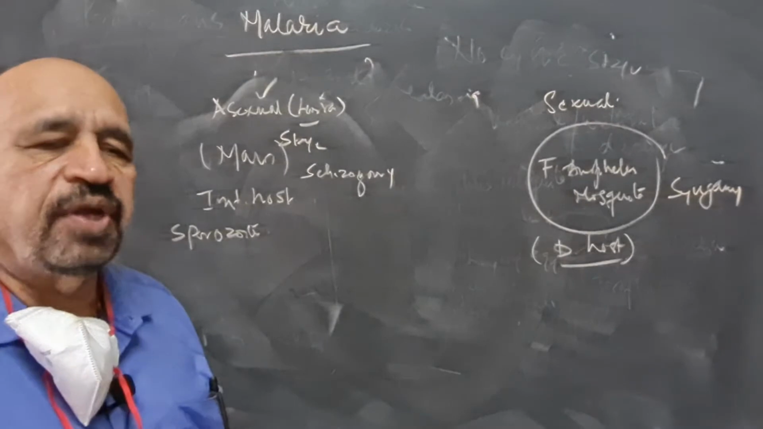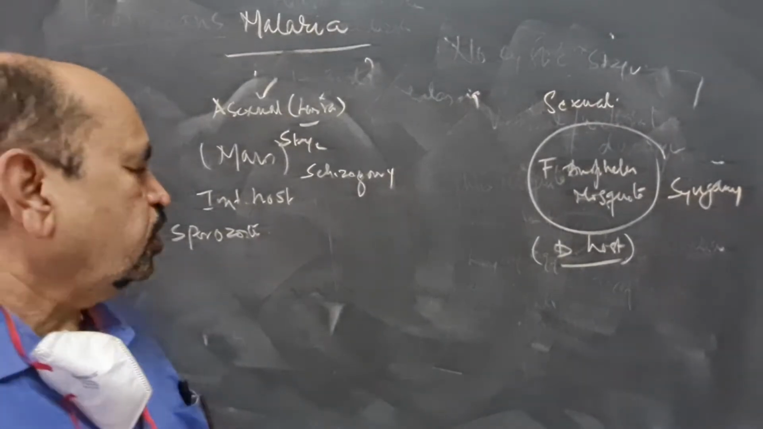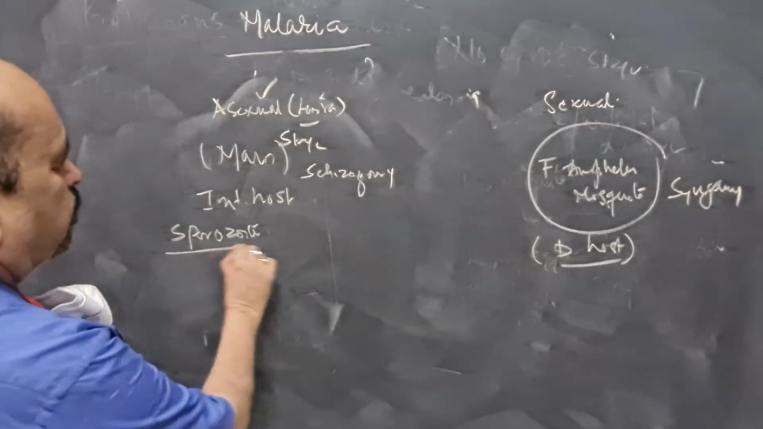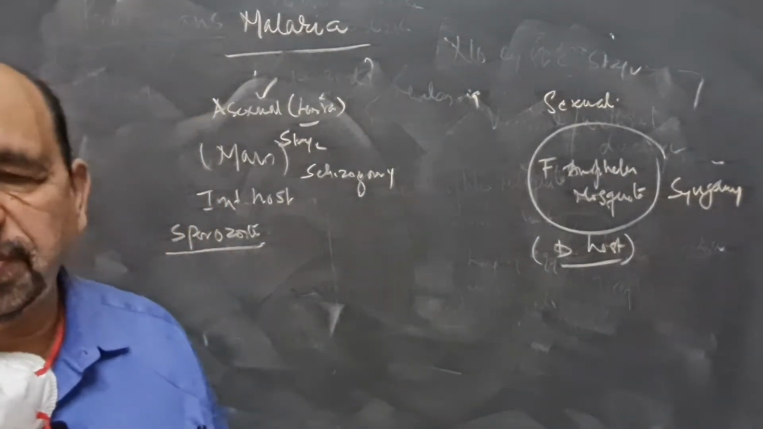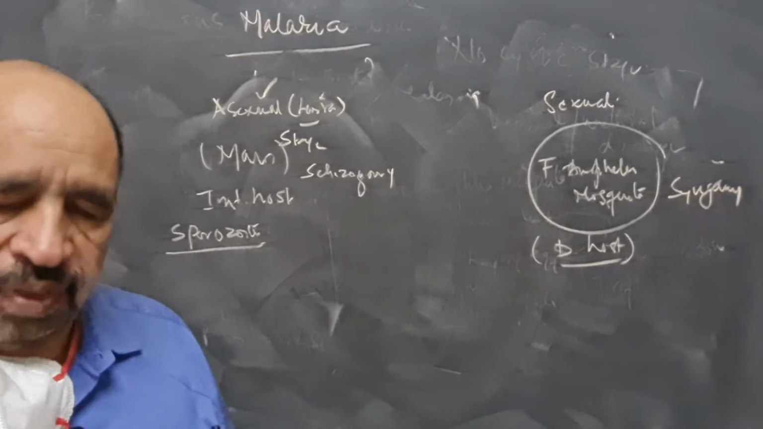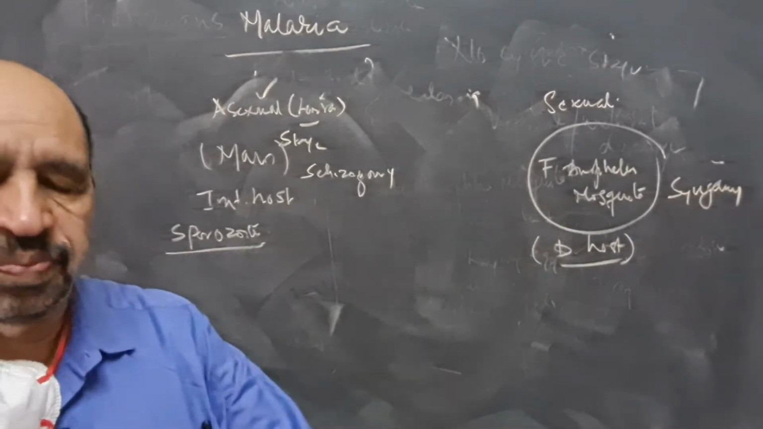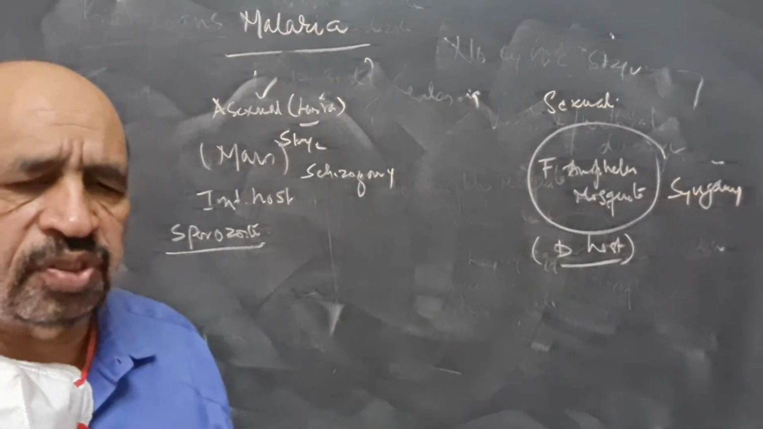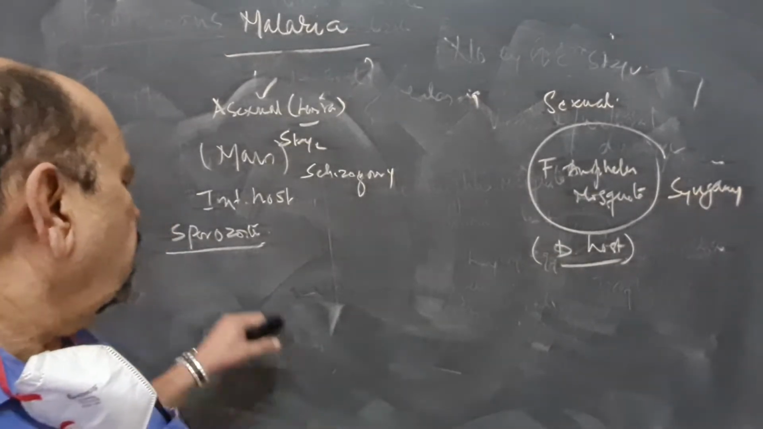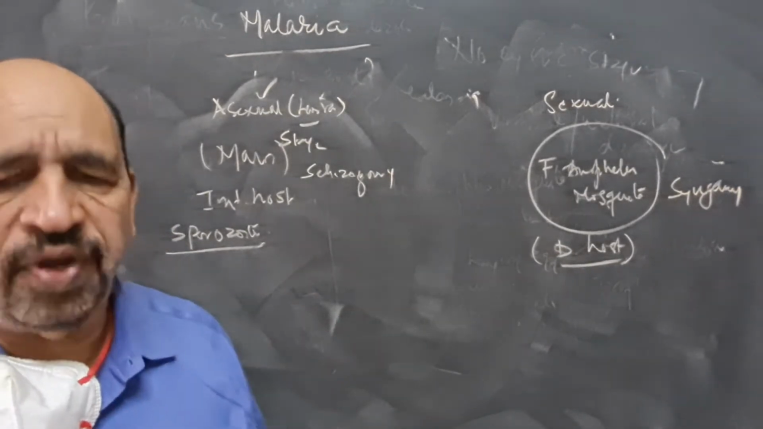Man gets infected by the bite of the female Anopheles mosquito, and the infective forms are sporozoites.